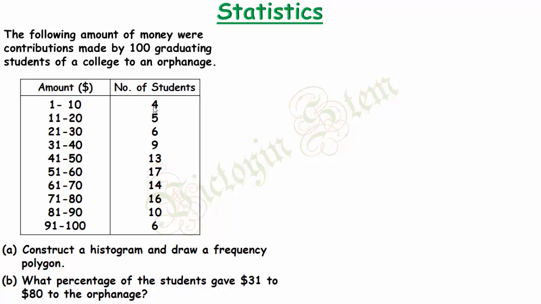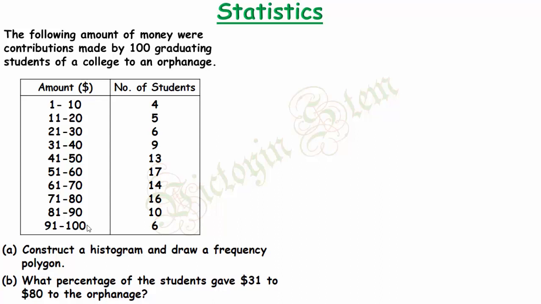So we can see here 4 students gave $1 to $10, 5 students gave $11 to $20, 6 students gave $21 to $30, 9 students gave $31 to $40, 13 students gave $41 to $50, 17 students gave $51 to $60, 14 students gave $61 to $70, 16 students gave $71 to $80, and 10 students gave $81 to $90. Finally, 6 students gave $91 to $100.